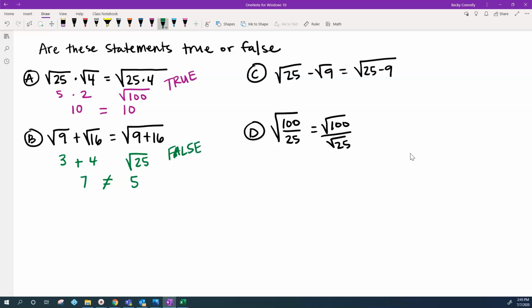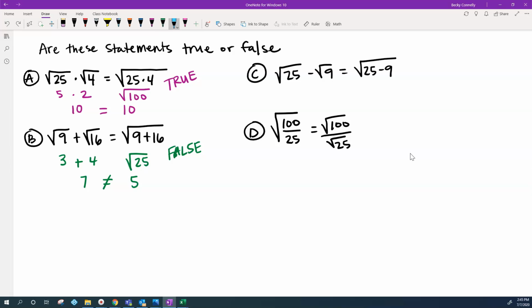We can't split something up. So if it's written inside the radical like this, everything's underneath the radical, we can't just split it out into two different statements connected by an add sign, right? You don't get the same thing. Okay? So true for multiply, false for add. Let's look at subtract now.